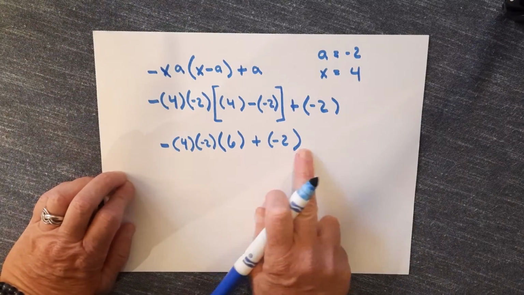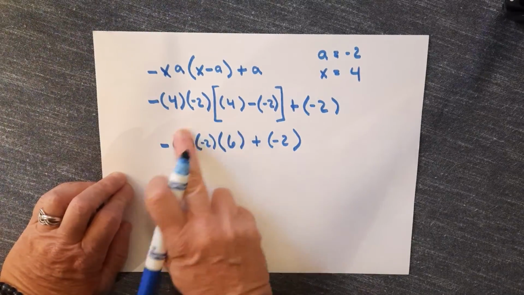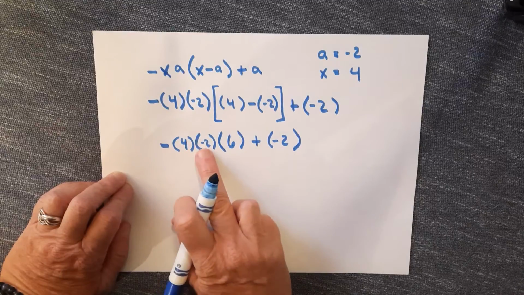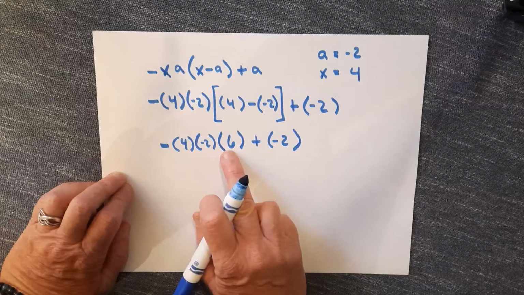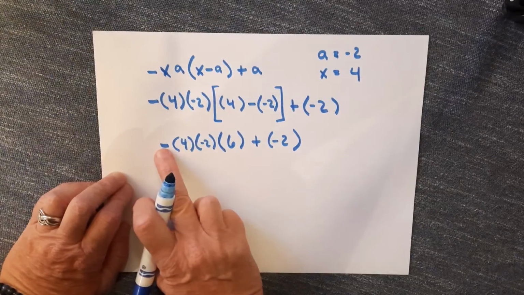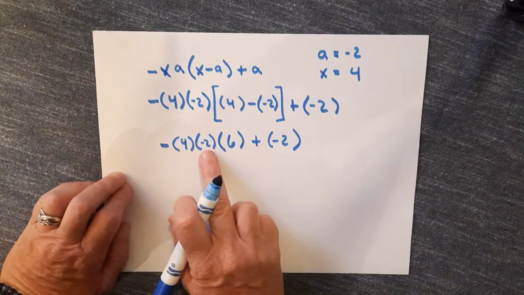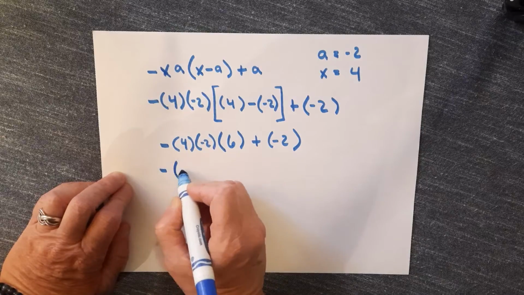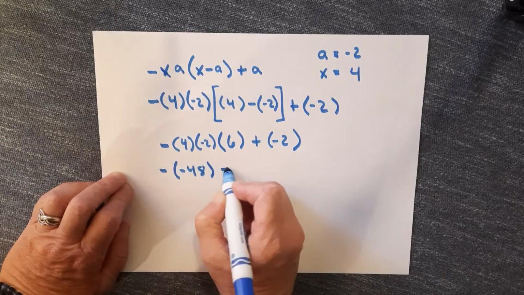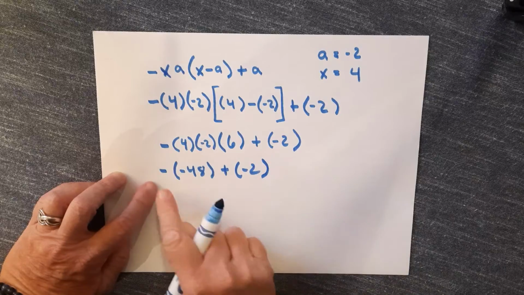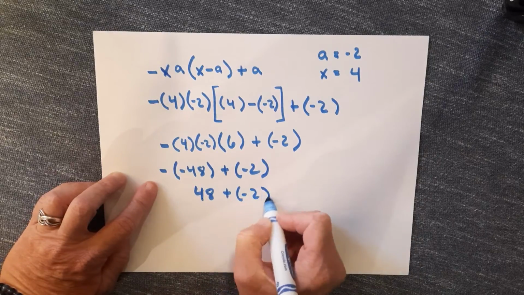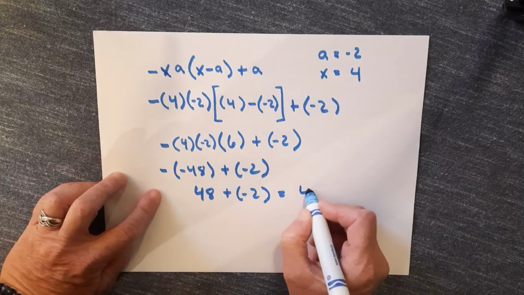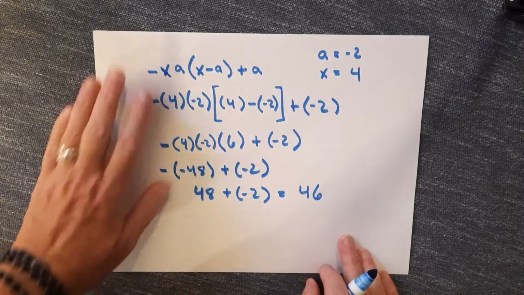Again, PEMDAS says we do multiplication first. So these are all multiplied together. 4 times -2 is -8 times 6 is -48. But now we have the opposite of -48, plus a -2. The opposite of -48 is 48, plus a -2 means we end up with 46. So that's how we solve algebraic expressions.